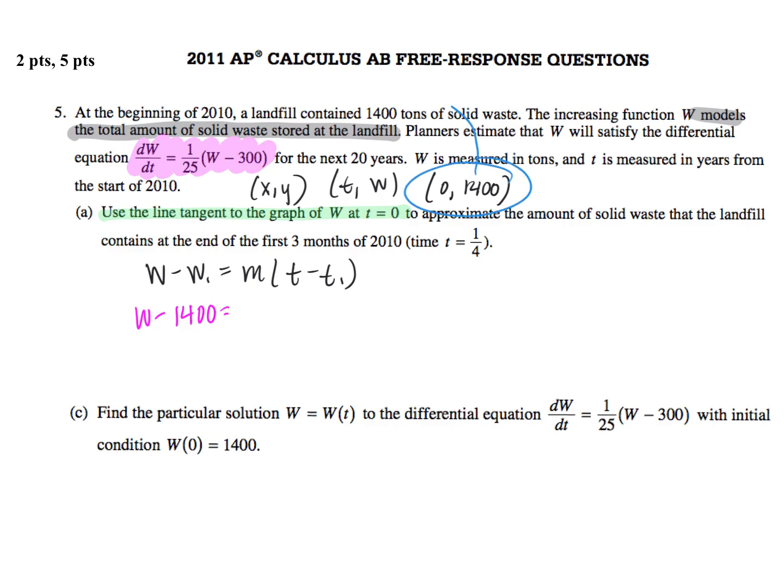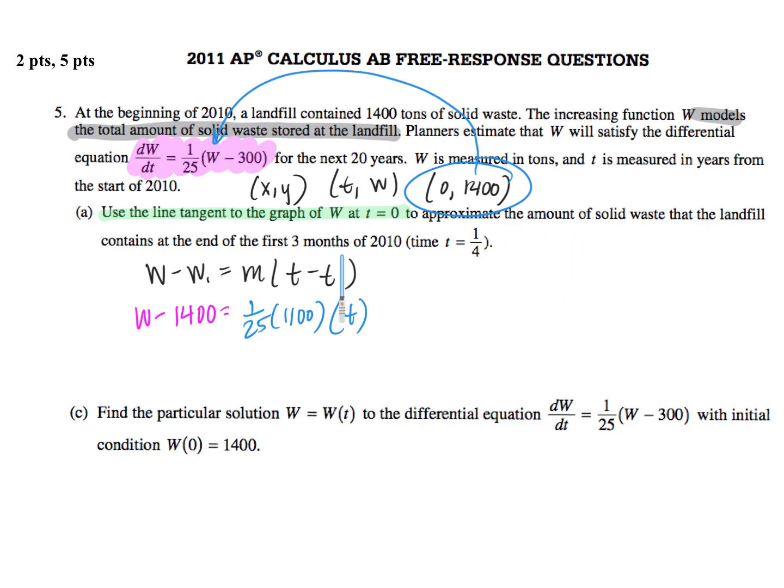Plug it in. What am I going to plug in where? What's going to go in for W? Do you want to write 1,400 minus 300, or do we want to write 1,100? Okay, 1,100. You down with saying 1/25 times 1,100? We wouldn't have a calculator for that one. And then times t minus 0. So could we just write t? Yes, you could, or write t minus 0, whichever you prefer. That's the equation of the tangent line.